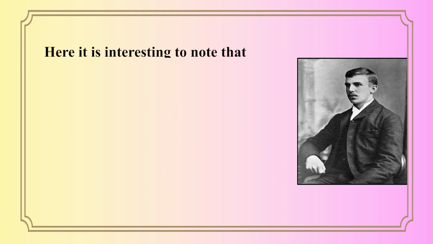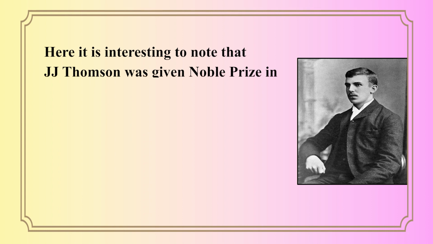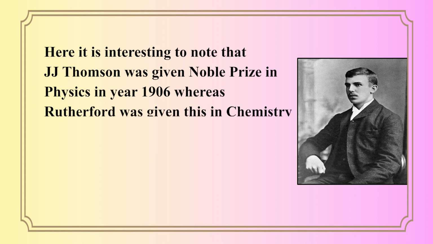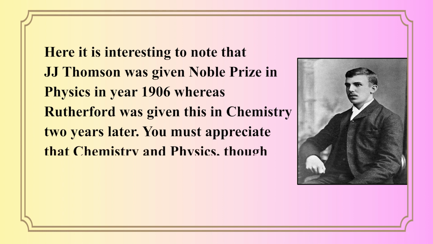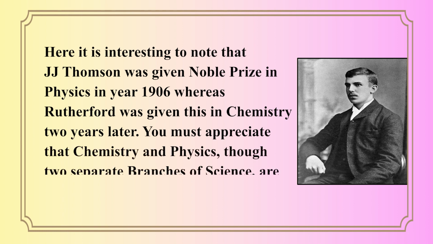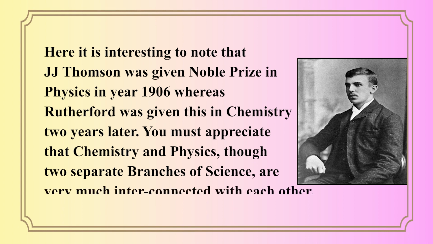Here, it is interesting to note that J.J. Thomson was given Nobel Prize in Physics in year 1906, whereas Rutherford was given this in chemistry 2 years later. You must appreciate that chemistry and physics, though two separate branches of science, are very much interconnected with each other. Now, Rutherford conducted an experiment in which fast moving alpha particles were made to fall on a thin gold foil.